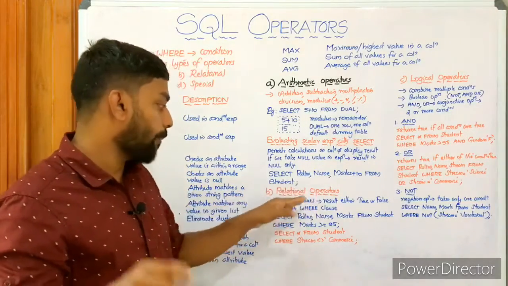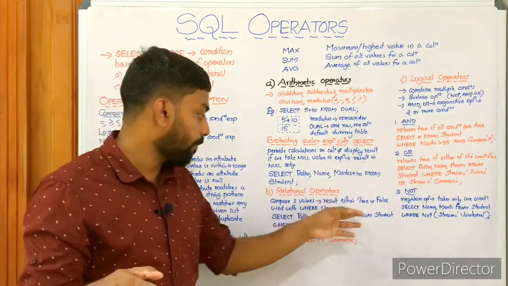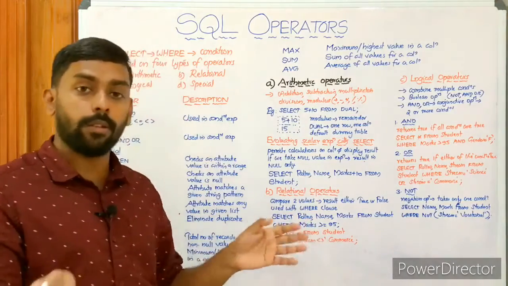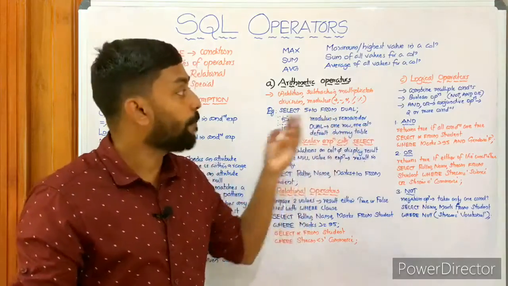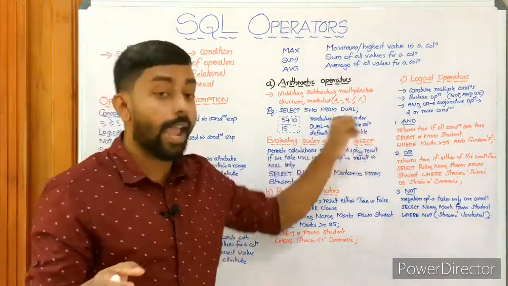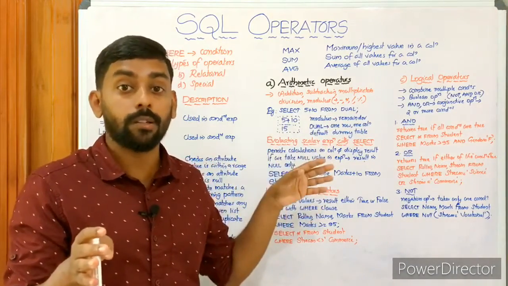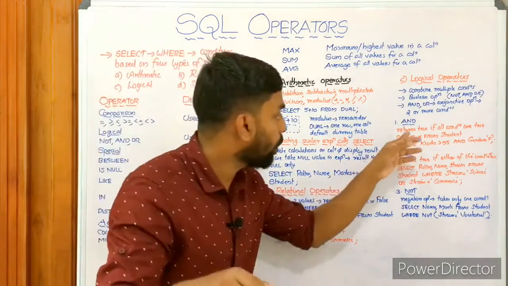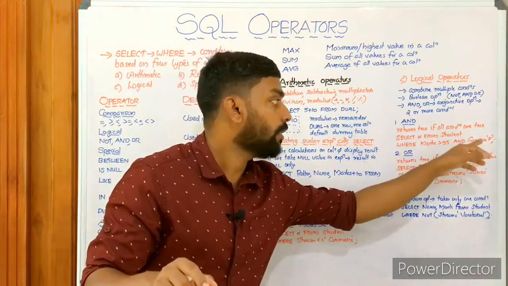The relational operators compare two values and return either true or false. Select roll number, name, marks from student where marks greater than or equal to 95, and others will be discarded. With not equal to commerce, commerce will not be included and the others will be included. Logical operators combine multiple conditions. The Boolean operators are not, and, or. And returns true if all the conditions are true, or returns true if any of the conditions is true, and not is used to negate. For example: select star from student where marks greater than 95 and gender equal to F.